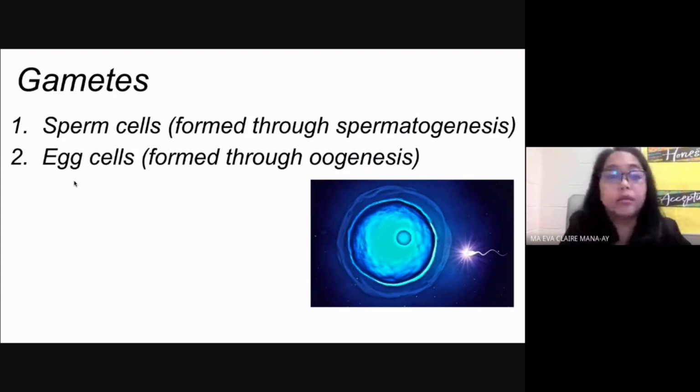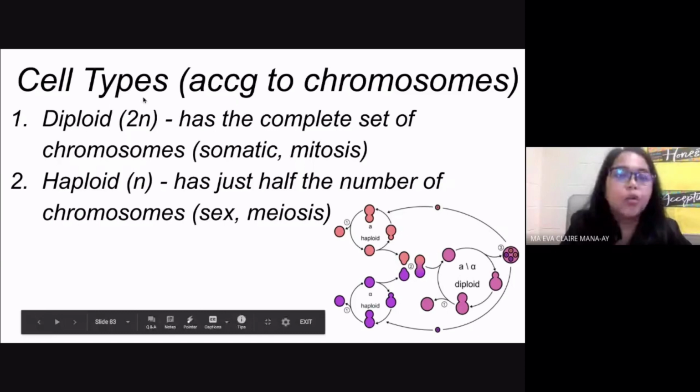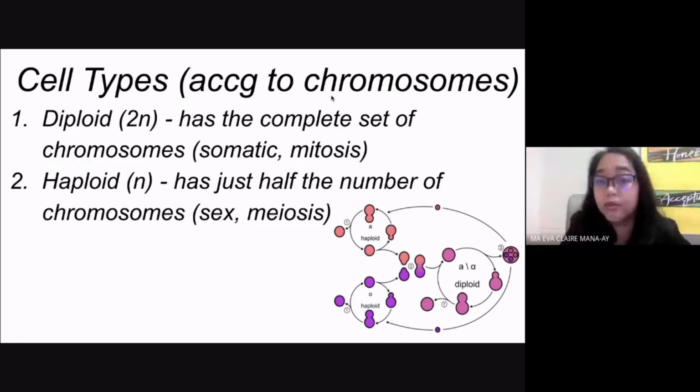Now, we also have two different types of cells according to the number of chromosomes: your diploid cell and your haploid cell. When you say diploid cell, this is represented by 2N. When you say diploid, or 2N, this means the cell has the complete set of chromosomes.